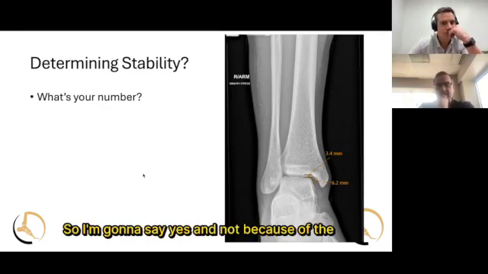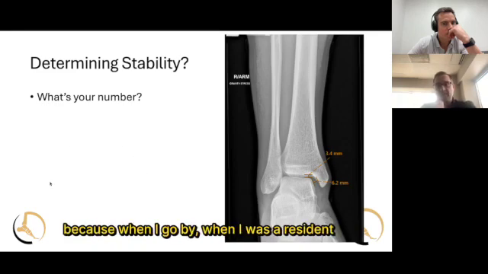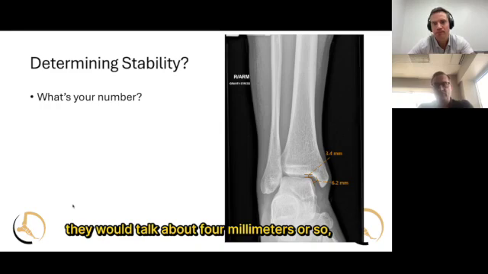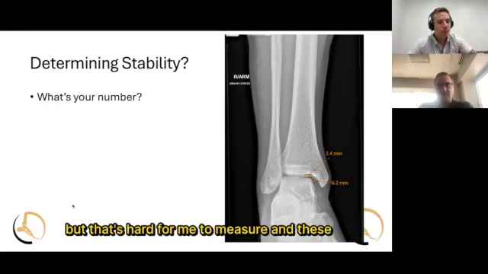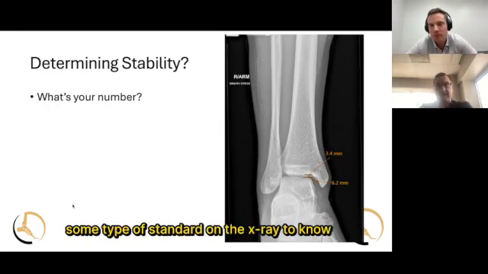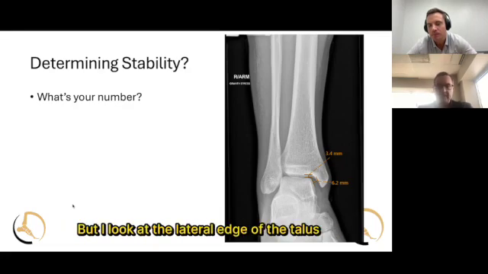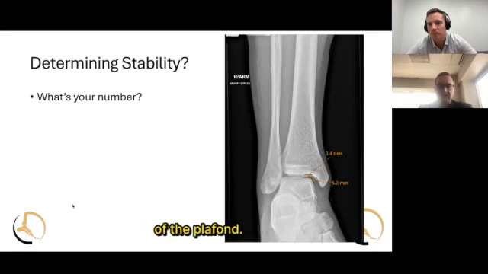So, I'm going to say yes, and not because of the 6 millimeters, or at least I'm highly suspicious, because when I was a resident, they would talk about 4 millimeters or so, but that's hard for me to measure, unless you have some type of standard on the X-ray to know exactly what's 4 millimeters. You can measure it better on a CT scan. But I look at the lateral edge of the talus and see if it's in line with the lateral edge of the plafond. Here it looks shifted. Yeah. And even a millimeter or two, I would be very cautious.